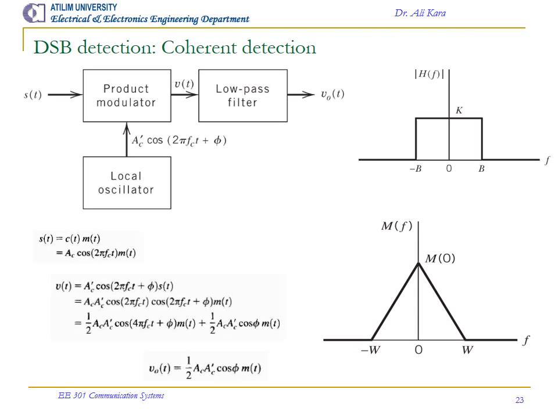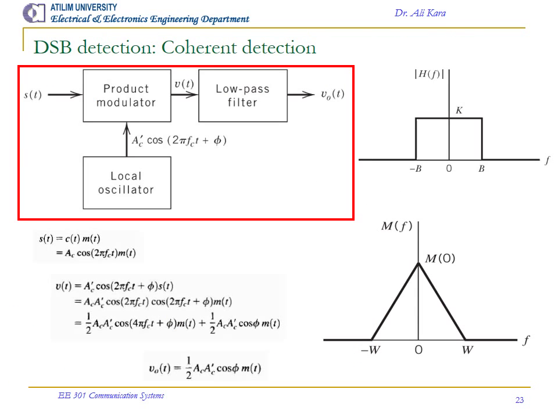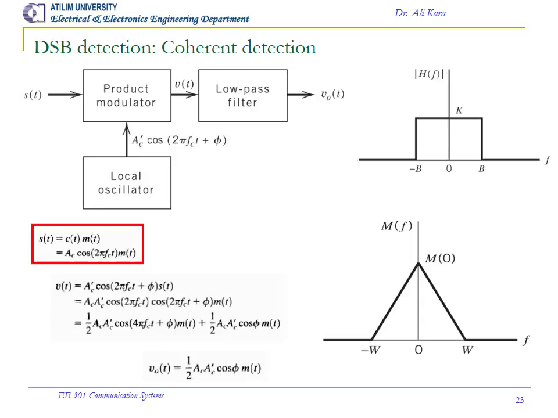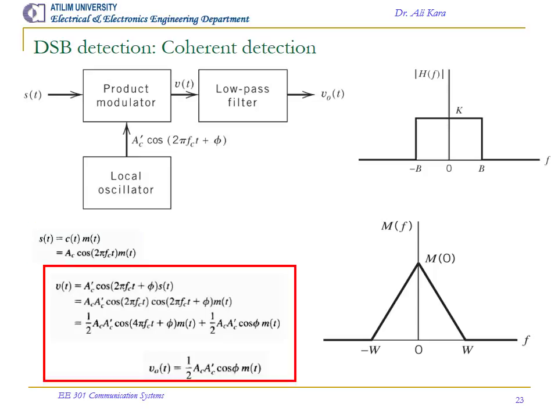DSB detection, coherent detection. This block diagram shows a DSB coherent detector. After signal reception, the signal s(t) is multiplied in time domain with the locally generated signal A' C cosine 2 pi fc t plus phi. This results in the intermediate signal v(t). Passing v(t) through a low-pass filter gives 1/2 A' C times Ac cosine phi m(t), so you get your message signal in some explicit form.